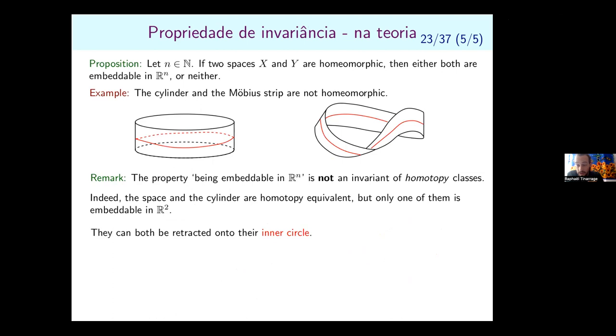So, embeddability is not an invariant of homotopy classes because, as I explained, both spaces here are homotopy equivalent to a circle, but only one of them is embeddable. Okay.